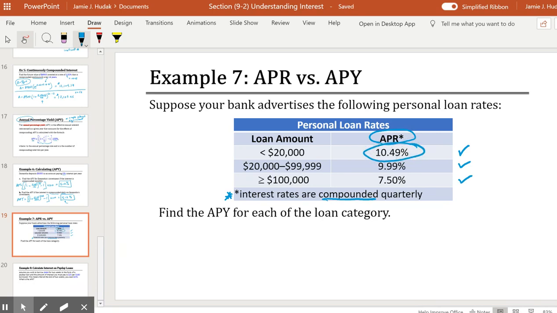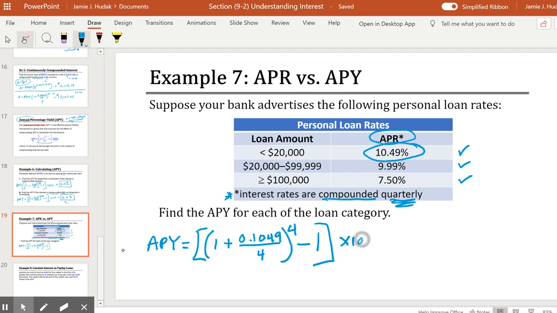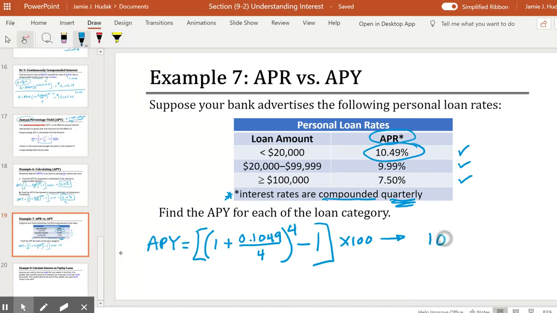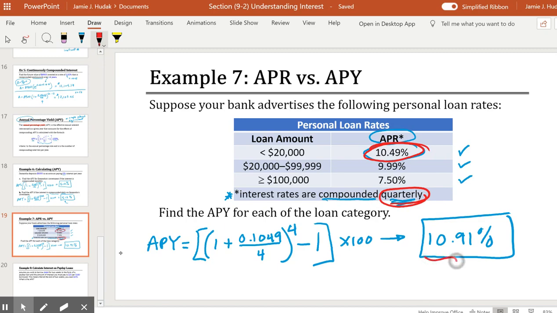So we'll just find the first one. The APY is equal to 1 plus, we change 10.49 to a decimal, 0.1049. It's being compounded quarterly, so it's divided by 4. Raise it to the 4th, subtract the 1 out of there, and multiply by 100 to turn it into a percent. 0.1049 divided by 4 because it's quarterly. Add 1 to it. Raise it to the 4th power because it's quarterly. Subtract 1 from it. And multiply by 100 to express it as a percent. And we get 10.91%. So that means that 10.49% quarterly is the same as a simple interest rate of 10.91%.